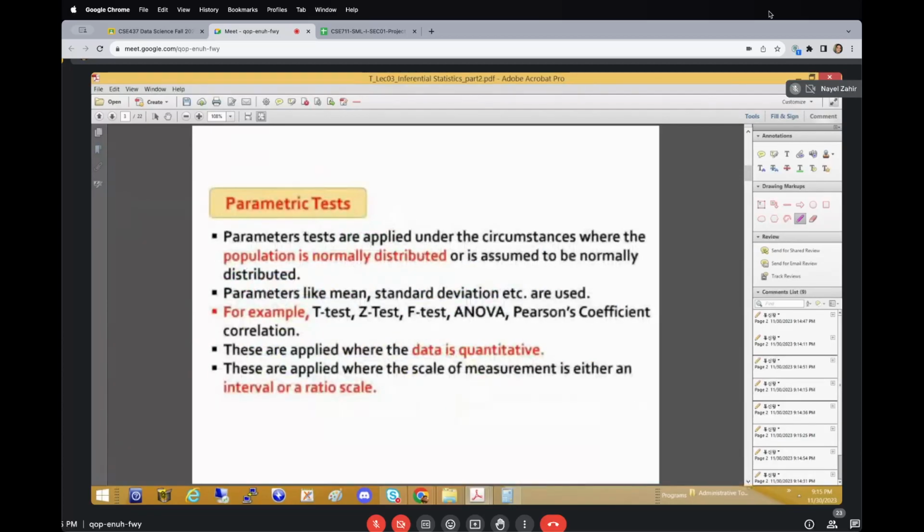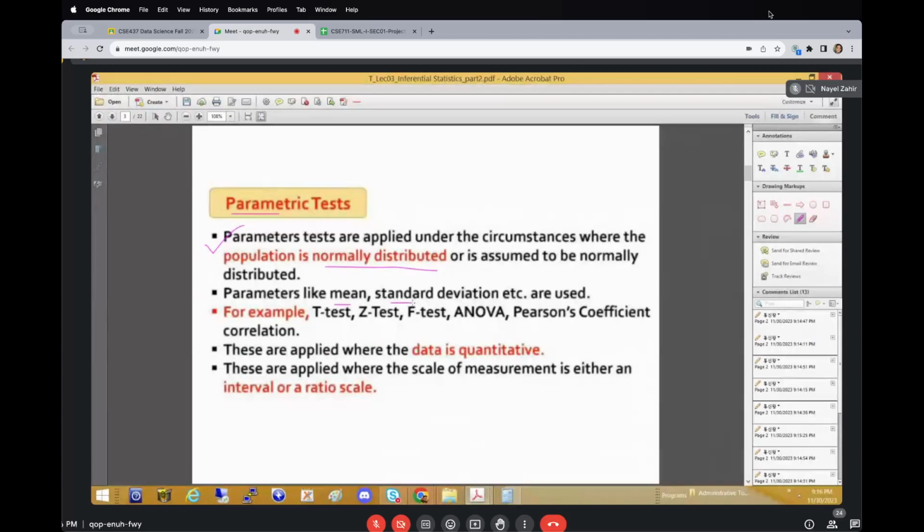The parametric tests are applied under the circumstance where the population is normally distributed or assumed to be normally distributed. Usually we assume that the data we have collected from the population as a sample will follow some normal distribution. Even though some will not follow the normal distribution, we need to assume that they are normally distributed, at least as an assumption. Then in a parametric test, we have to use some form of the mean and standard deviation.